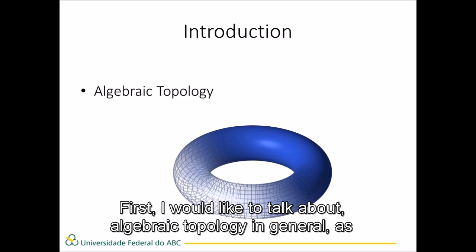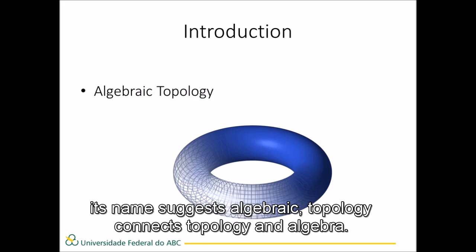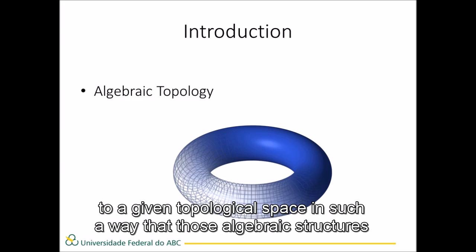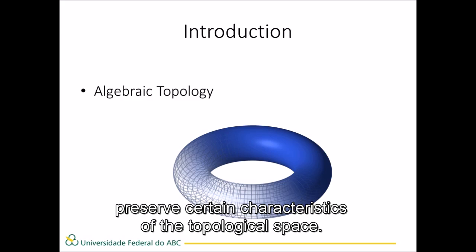First, I would like to talk about algebraic topology in general. As its name suggests, algebraic topology connects topology and algebra. This is done by assigning algebraic structures such as groups or modules to a given topological space in such a way that those algebraic structures preserve certain characteristics of the topological space.